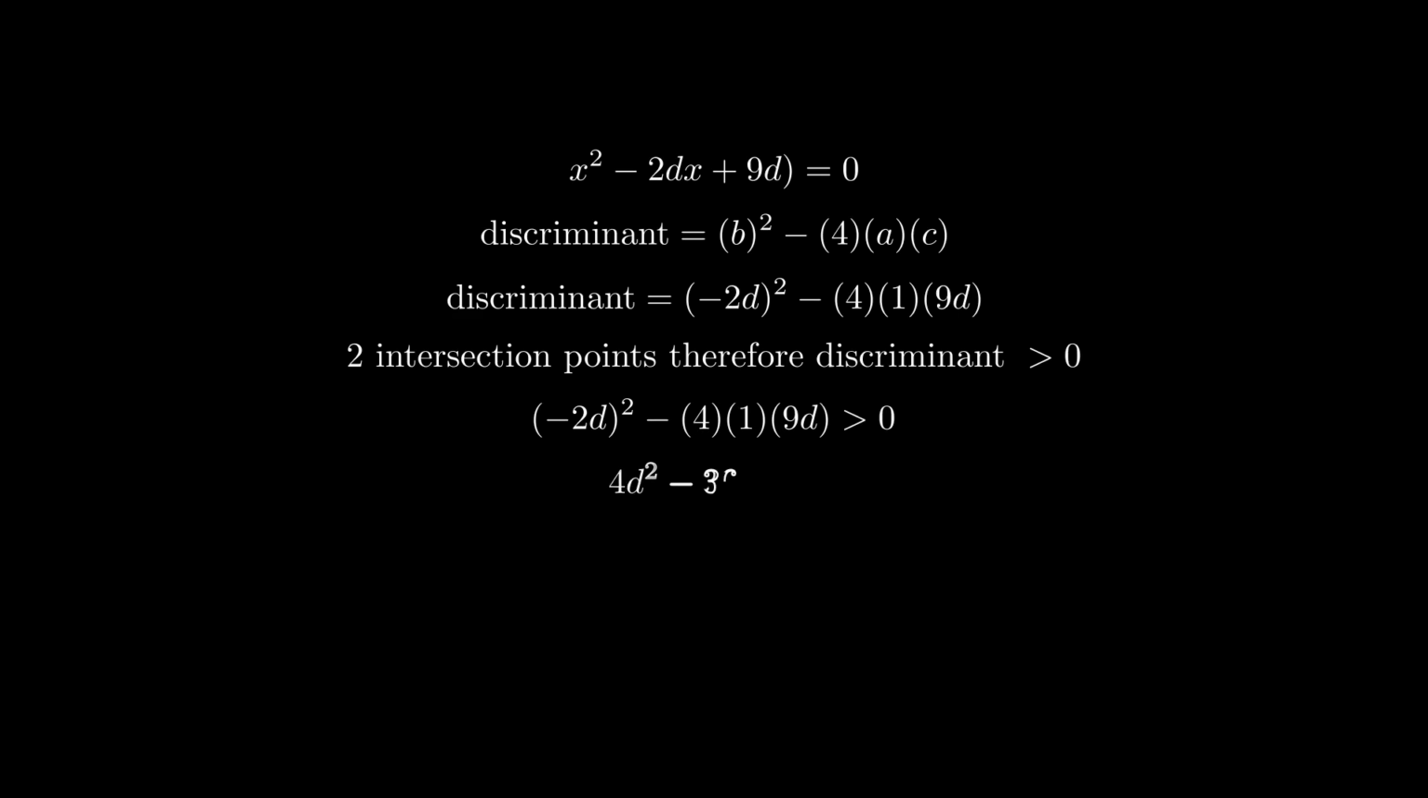Minus 2d squared becomes 4d squared. 4 times 1 times 9 times d becomes 36d. So we've got 4d squared minus 36d is greater than 0. And then we can divide across by 4, which then gives us d squared minus 9d is greater than 0.